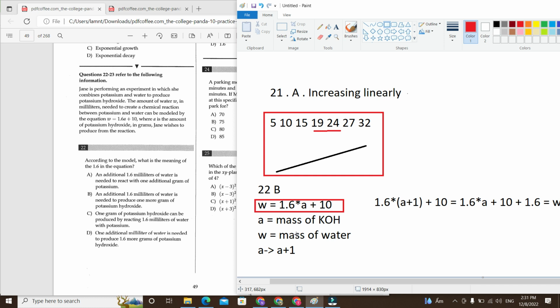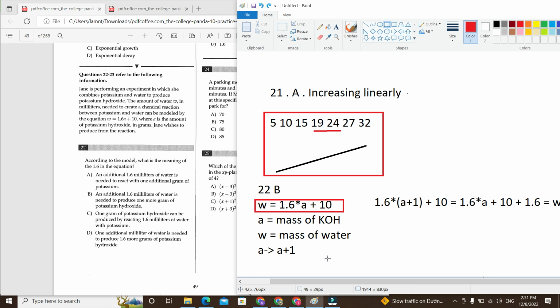So let's see here. A here is the mass of potassium hydroxide. So anything talking about potassium only is wrong. But here, option A is talking about only potassium, right? Not potassium hydroxide. So A is wrong. So we cross out A.